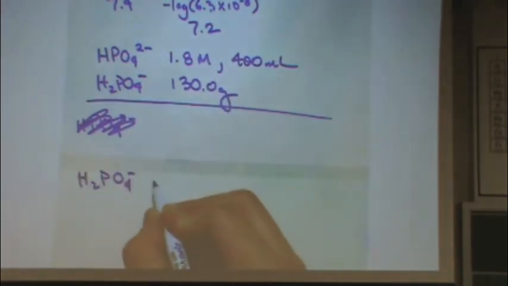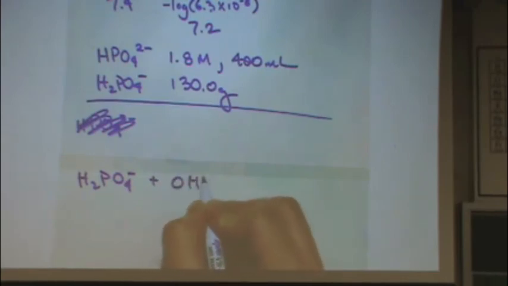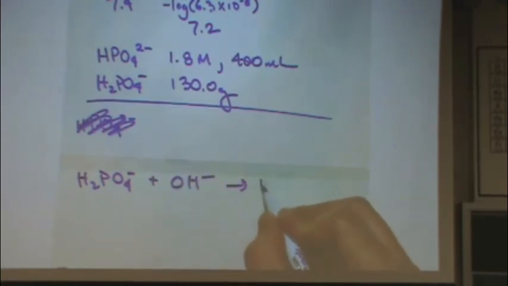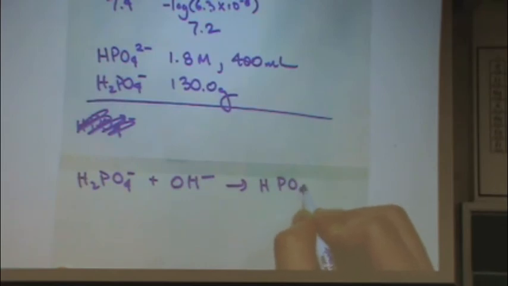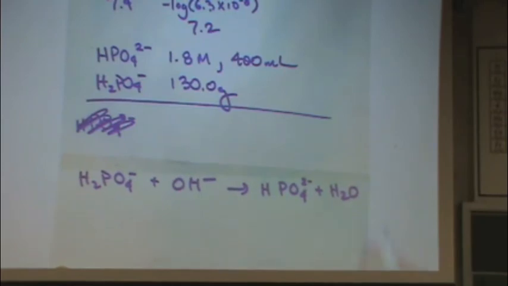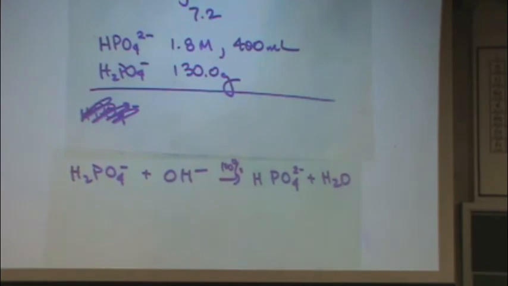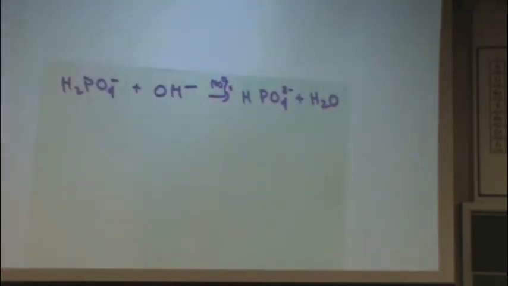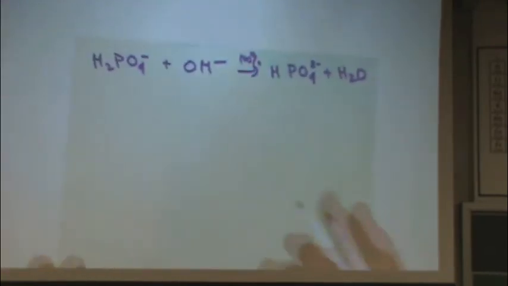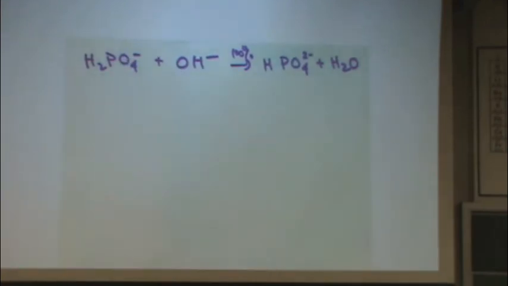H2PO4 minus plus my hydroxide is going to form HPO4 2 minus plus H2O. So it took a proton from the acid. This goes 100% forward because the hydroxide is my strong base. It's from sodium hydroxide. Okay? Now, let's see how much I have.